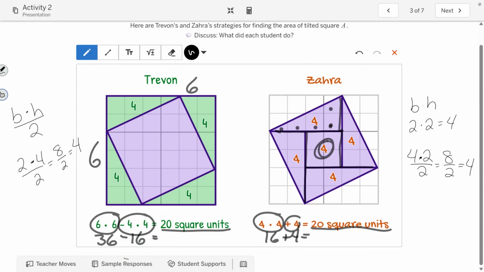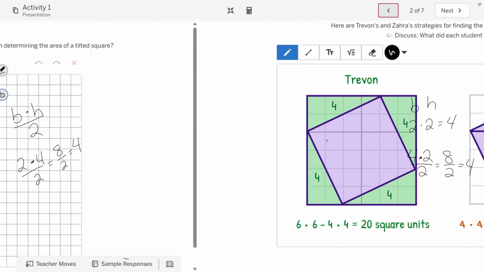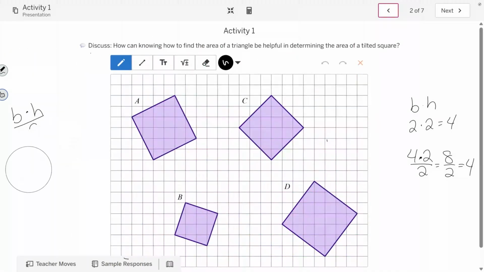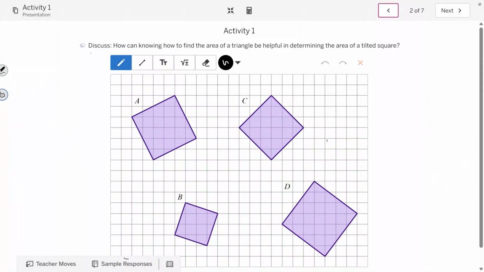So you can use both of those strategies, and we are going to use both of those strategies now when I go back to this other page. So with those strategies in mind, let's look at these squares. We're going to use both strategies just so that we can get used to seeing them. So let's start on A and B using Trayvon's strategy. I'm just going to go from the corners out and extend my square here.